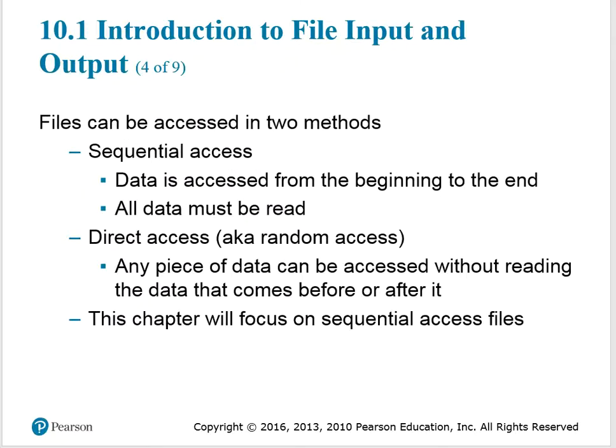Moving forward, there are two methods on how files can be accessed. The first one is sequential. That means the data is accessed from the beginning to the end, and all the data must be read. So, meaning to say, data is in chronological order. For you to be able to go to number 10, you need to access number 9 first.